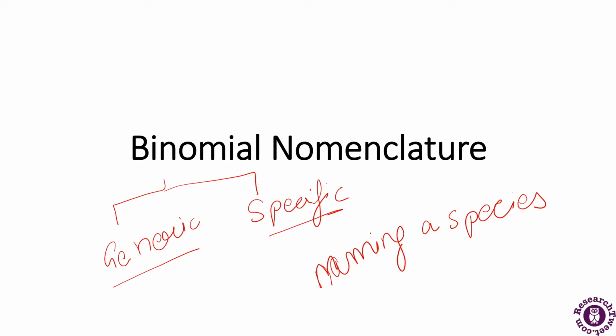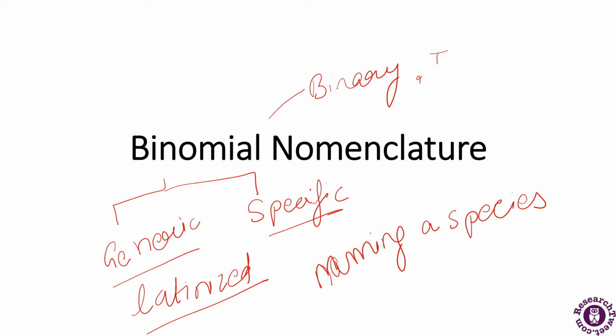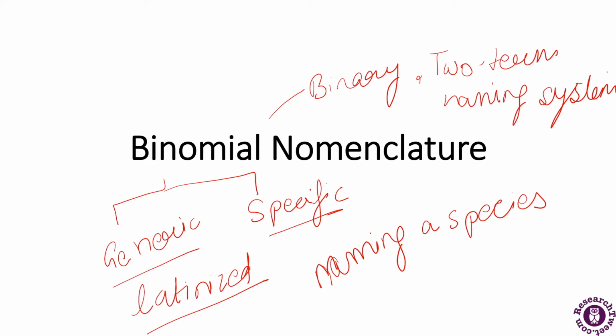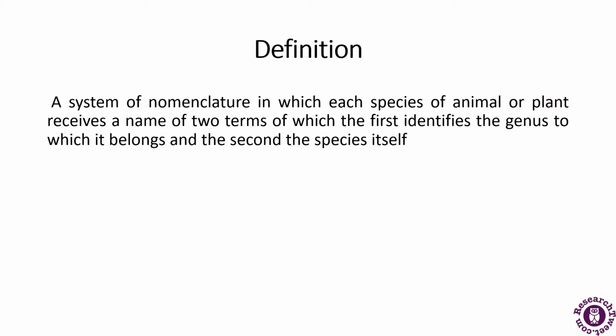So they are divided into two parts, and it is often in the Latinized form, which means it is in the Latin form. The various synonyms of binomial nomenclature are binary nomenclature. It can be called binary nomenclature. It can be called a two-term naming system. So they are known by different names as well. Okay, so the next is, what is the definition of this binomial nomenclature?